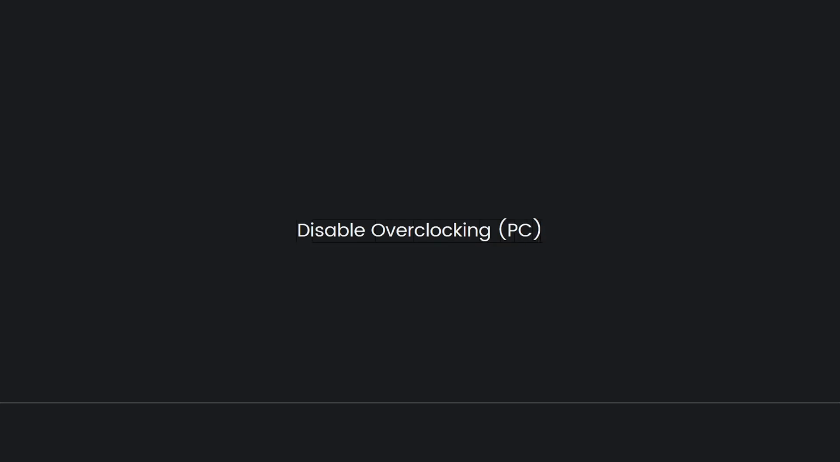Disable overclocking. If you have overclocked your hardware, try disabling the overclock and running Fortnite at default clock speeds. Temporarily disable antivirus or firewall. Sometimes antivirus or firewall software can interfere with Easy Anti-Cheat. Temporarily disable your antivirus and firewall, launch the game, and see if the issue persists.